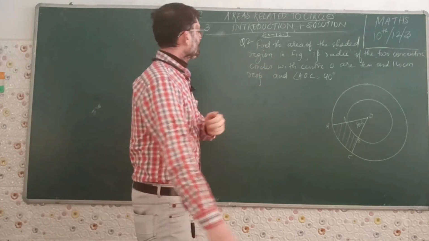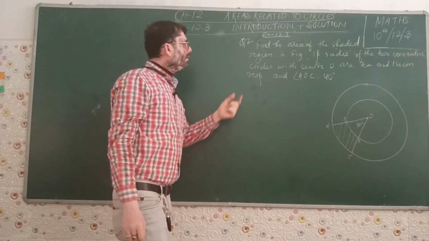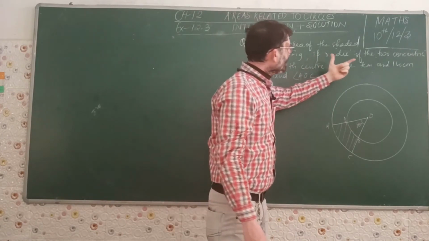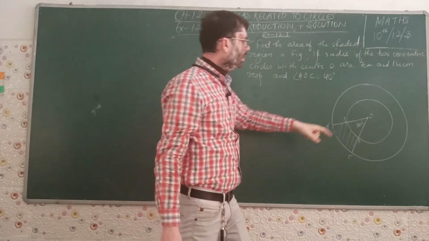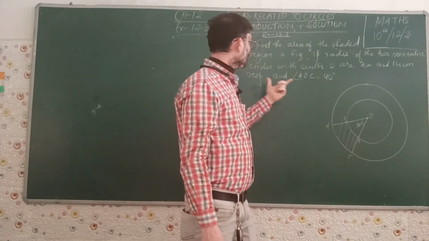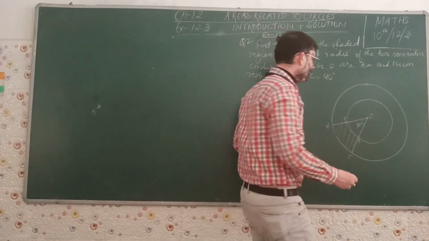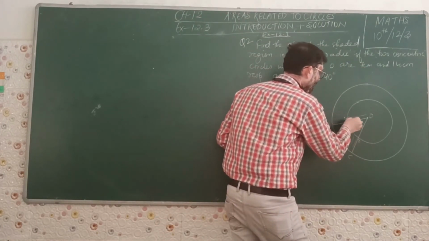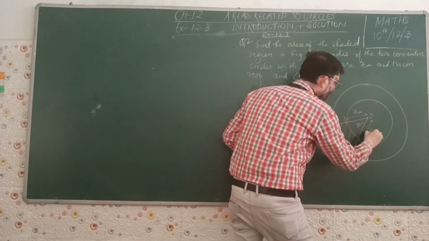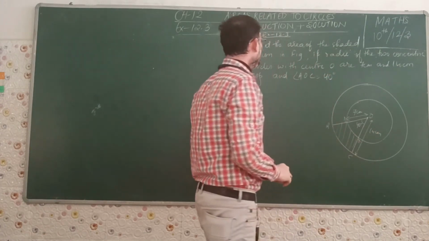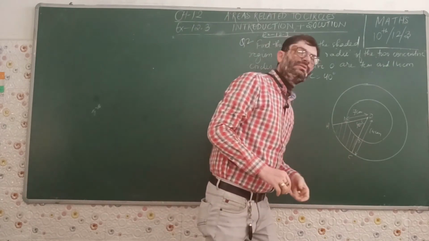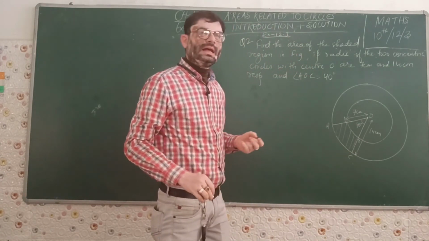Now to the next question of exercise 12.3, question number 2. Find the area of the shaded region in the given figure that is given to us. We have two concentric circles with a common center O, and the radii of both the circles are given to us as 7 centimeter and 14 centimeter. That means OB is 7 centimeter and OC is 14 centimeters. This is given to us, and angle AOC is equal to 40 degrees. This is also given to us. We need to find the area of the shaded region. A very simple and easy question.